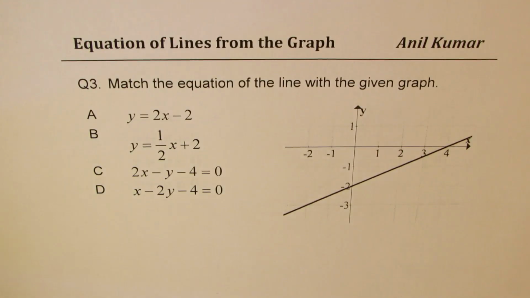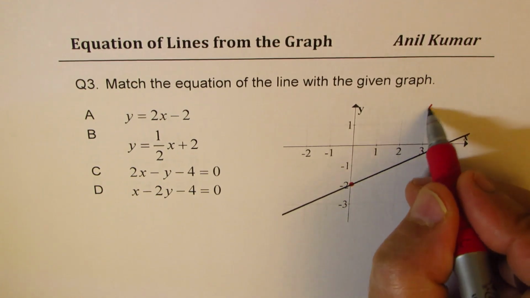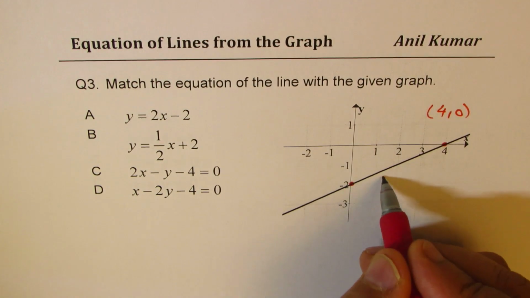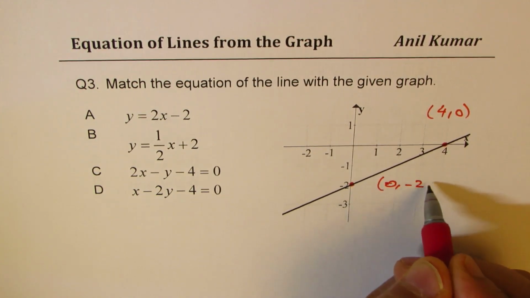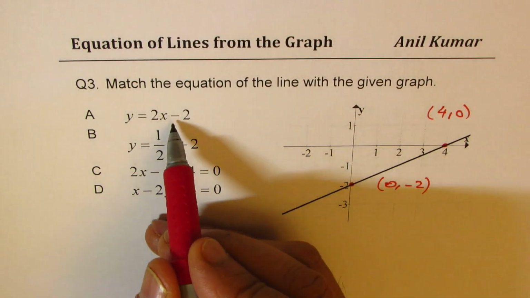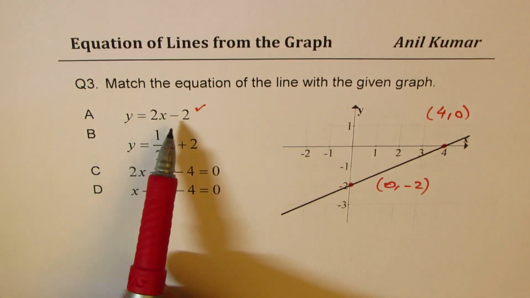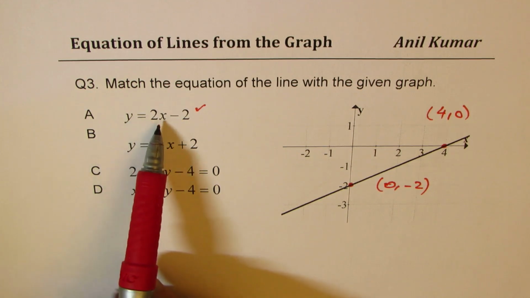Let's look into the next question, which is question number 3. I hope you are also understanding the strategies involved in answering such questions. Question number 3. Match the equation of the line with the graph. Again, we are given x and y intercepts. The x-intercept is (4, 0), and the y-intercept is (0, minus 2). We are given different equations. Now, minus 2 is the y-intercept, so that is minus 2. It could work.